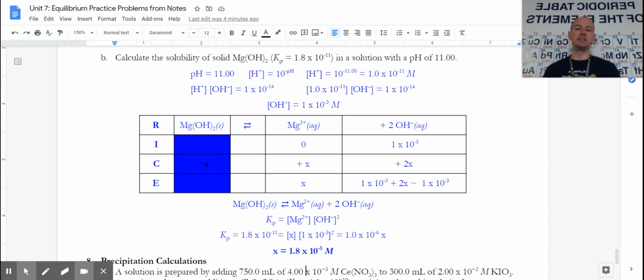So we have our value. We don't know what magnesium is. We do know what hydroxide is. We still square it because that's still our Ksp expression. We square it. It's 1 to the negative 6th times x. When we divide it over and solve for our x, that gives us our molar solubility.